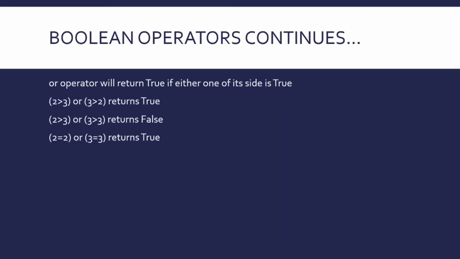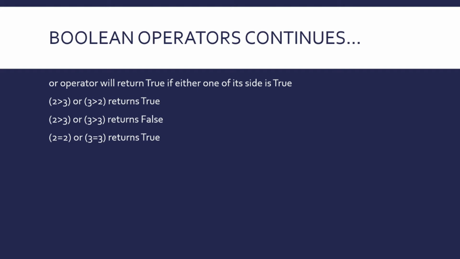So next is the OR operator. The OR operator will return true if either one of its sides is true. The first example shows 2 greater than 3 or 3 greater than 2. Surely 2 is not greater than 3, so for that reason it will come to the second expression, 3 greater than 2. That's why it printed true here, because the second one is correct.